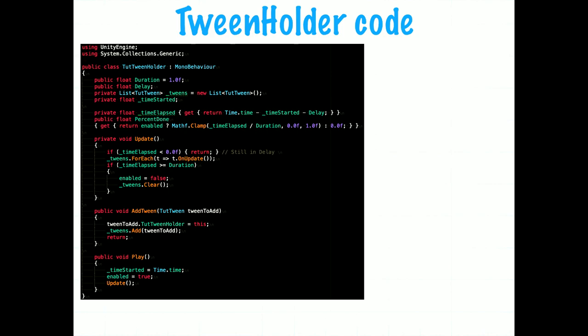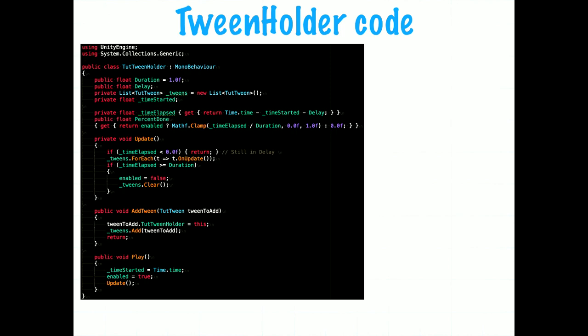And this thing is tracking the time elapsed. That's a property. You can derive that from the current time minus time started minus delay. You have percent done, where you clamp that to 0 and 1, and you're going to use this in the tweens. And then you have the update function. It's pretty simple. If time elapsed is less than 0, that means you're still in delay. Don't do anything. Just return.